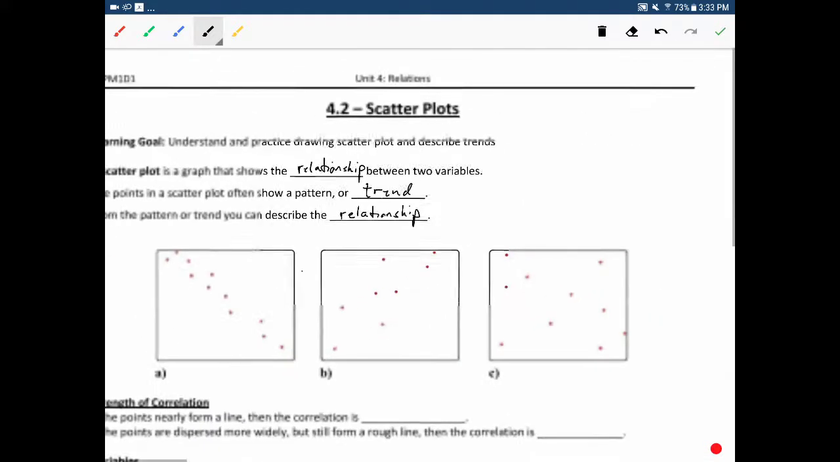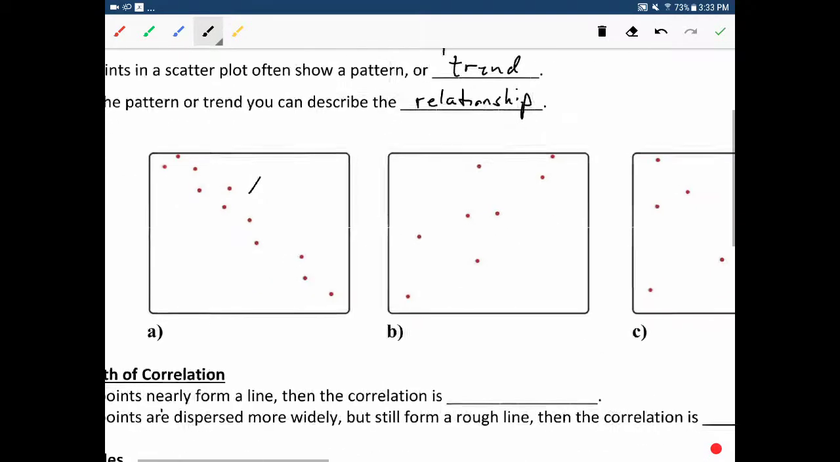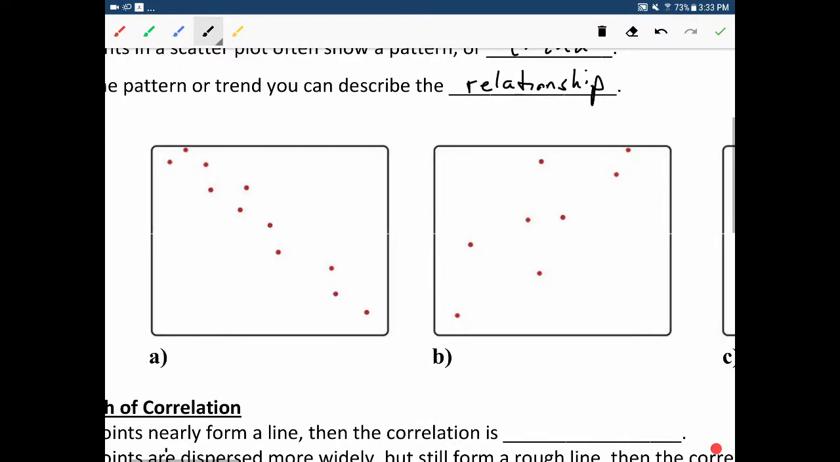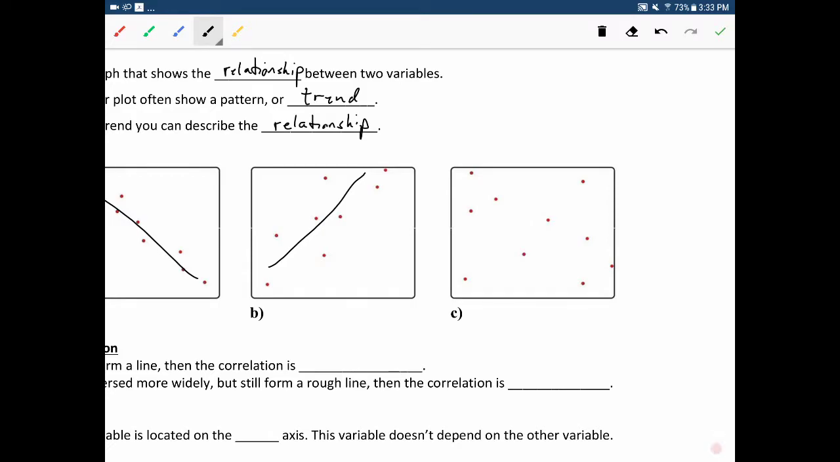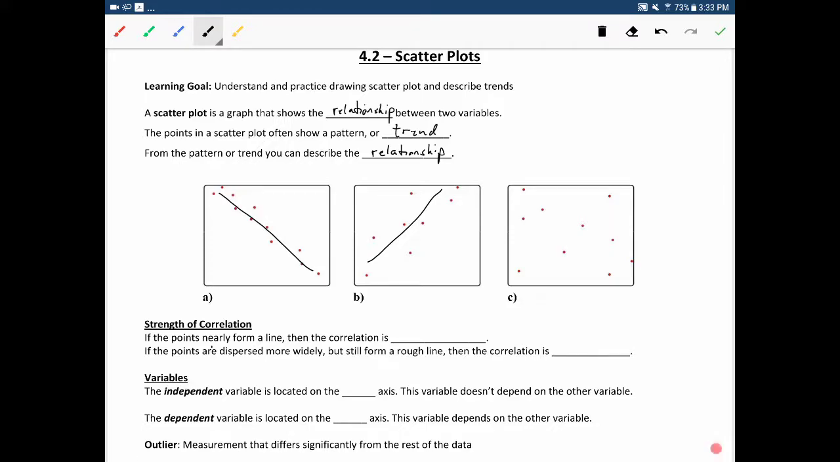All right, so here we go. We've got this one here. We've kind of got this downward trend going like that. This one's a little bit more spread out, so it's maybe not as strong. We'll talk about what that means, but it's an upward trend. And then this one really doesn't have a trend at all. It's just nothing.